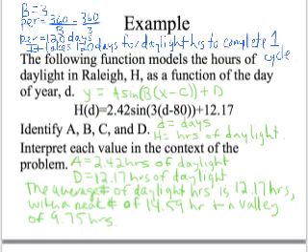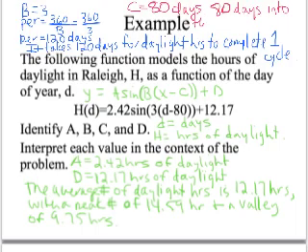is the number 80, and that's an input, so that's 80 days. And what that means is 80 days into the cycle, you reach your average number of daylight hours. Okay, 80 days into the cycle, you reach the average number of daylight hours, which is D, which is 12.17.